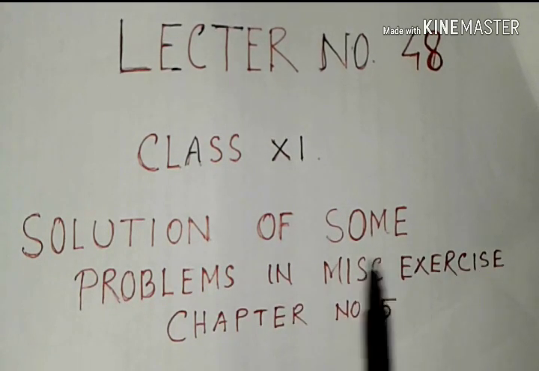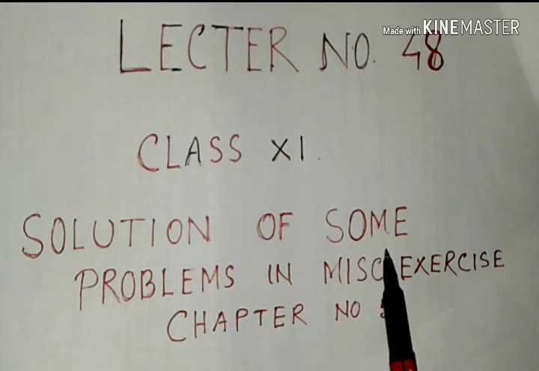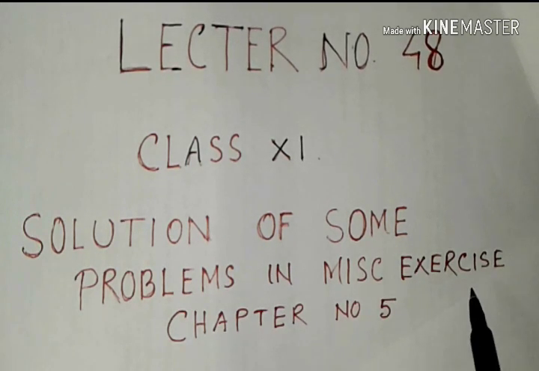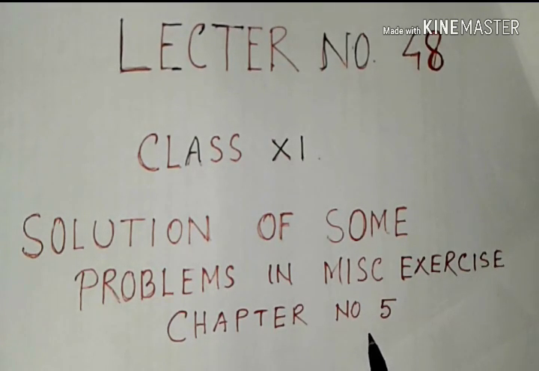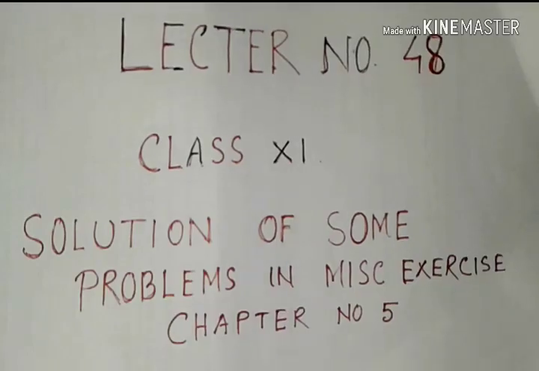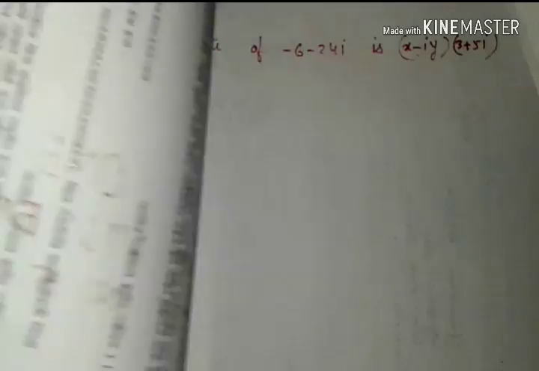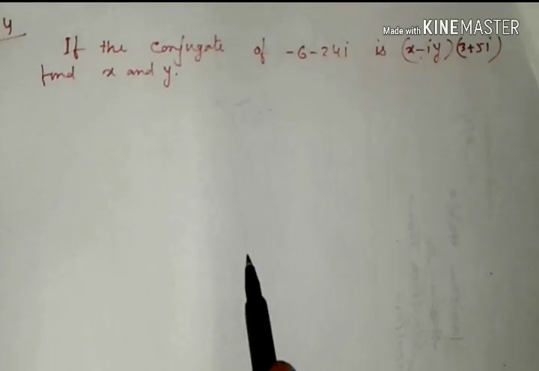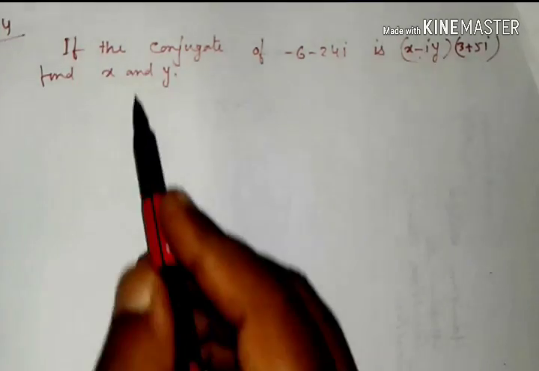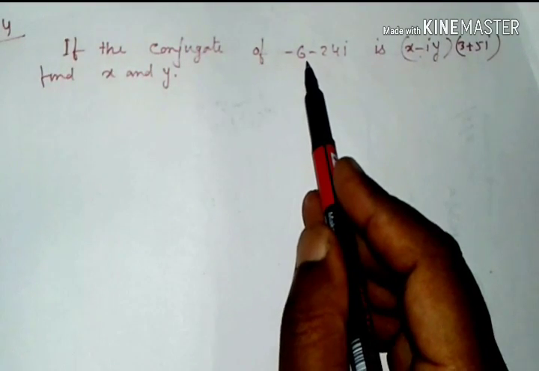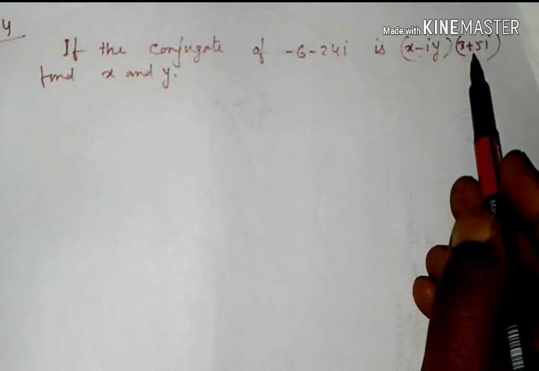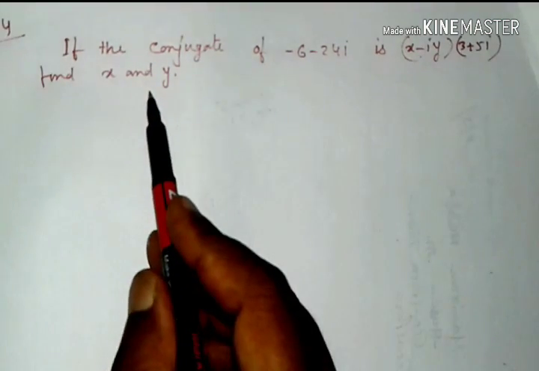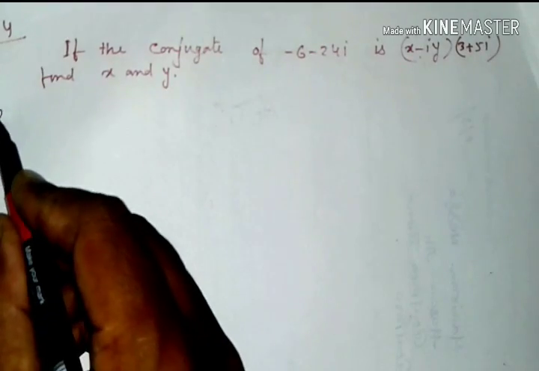Today I shall discuss solution of some more problems in Misc Exercise chapter number 5. Last class also I have discussed some problems. Today I also discuss some problems. That is question number 14. If the conjugate of minus 6 minus 24i is (x minus iy) by (3 plus 5i), find x and y.